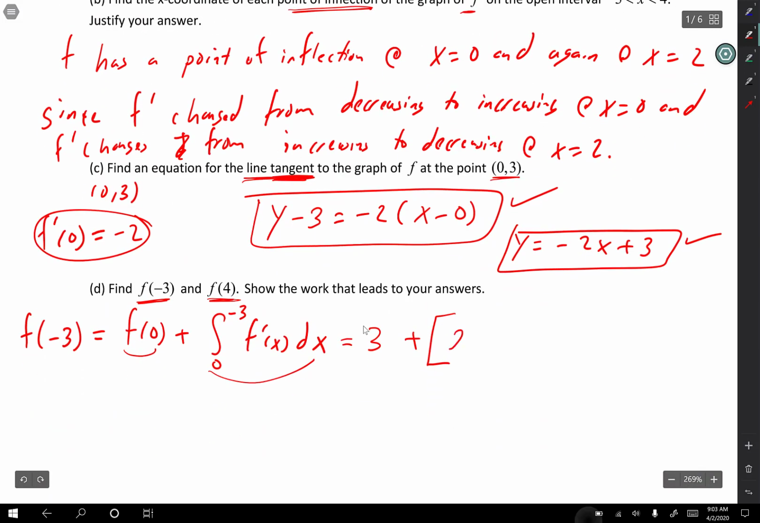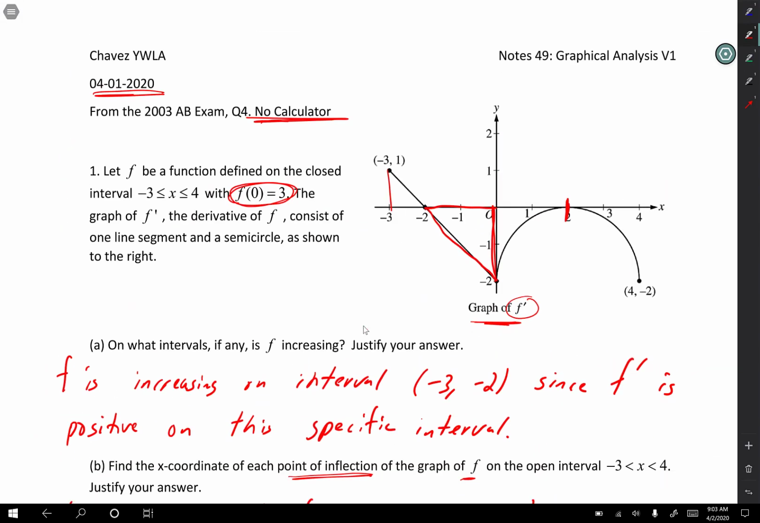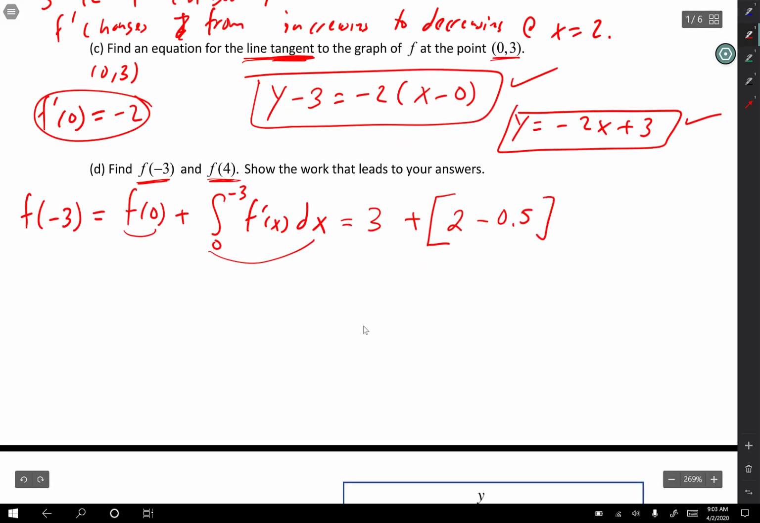So I'm going to write 2, and then I'm going to go minus because this one's above the x-axis, and I'm counting backwards, so it's going to be negative. So this is 1 times 1. So 1 times 1 is 1, divided by 2 is half. So 2 minus 0.5. And actually, you can leave it like that. Let's not, though. So this is 3, and then plus 1.5. So 3, 4. So 4.5, or let's see, 9 over 2. If I made a mistake or an error, guys, please let me know. I don't see any mistakes. I think this is correct.